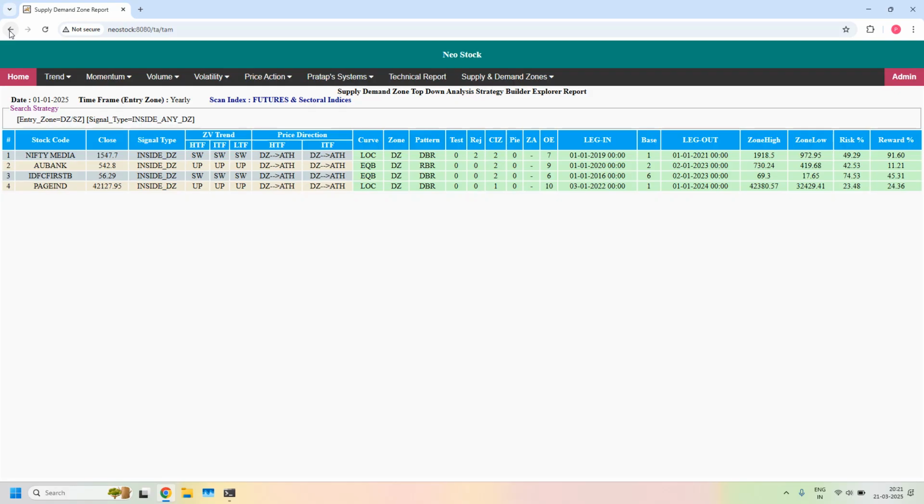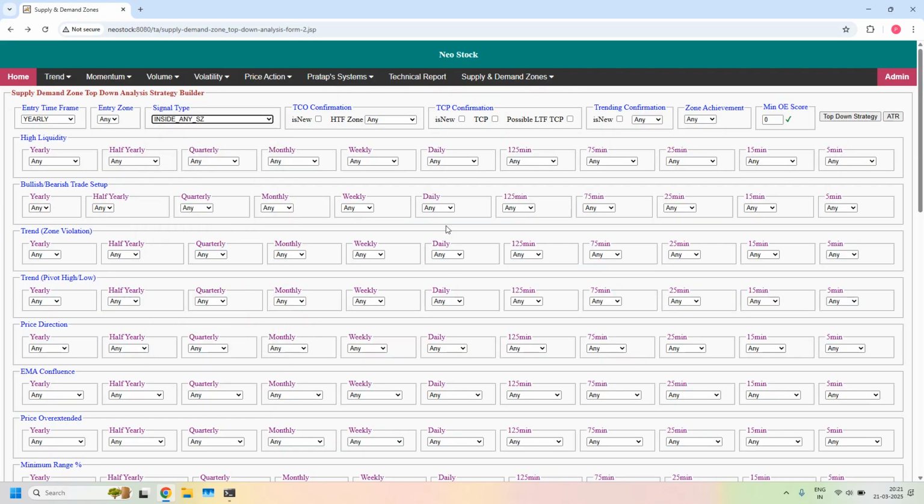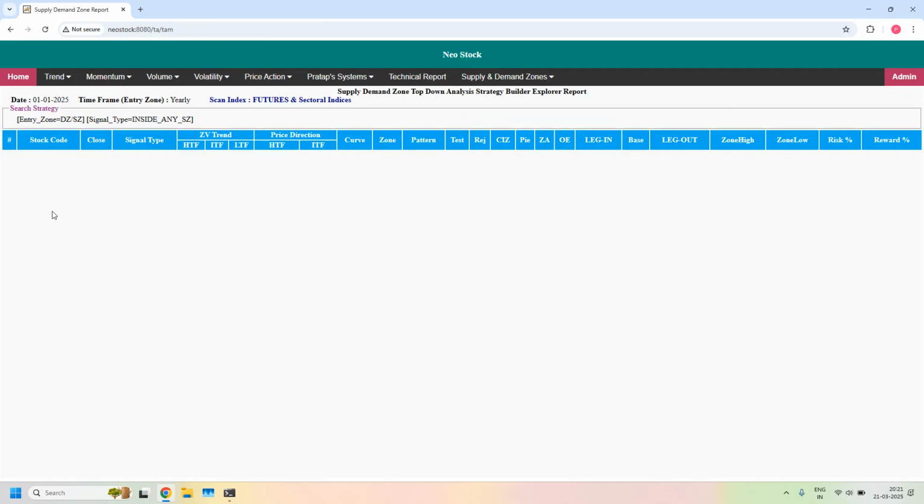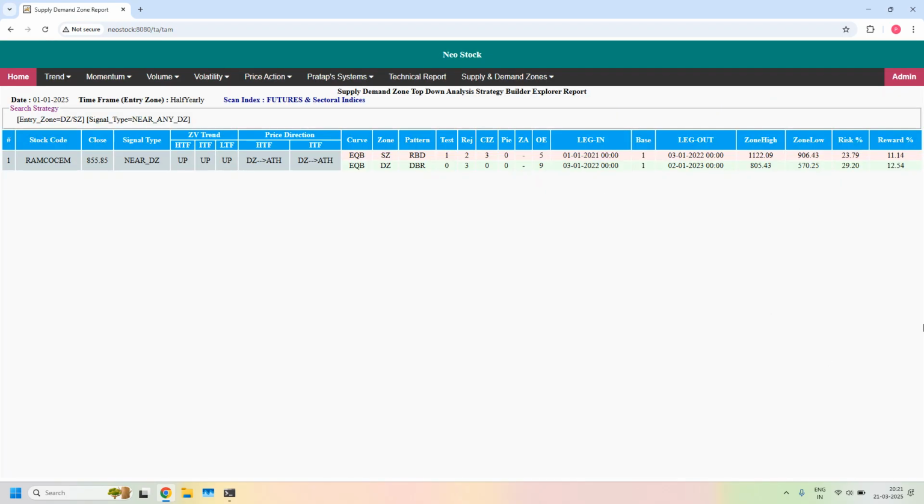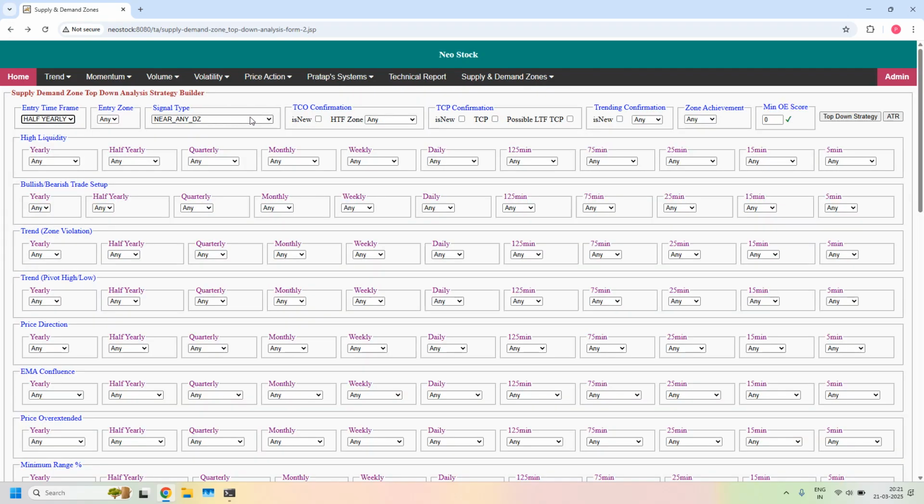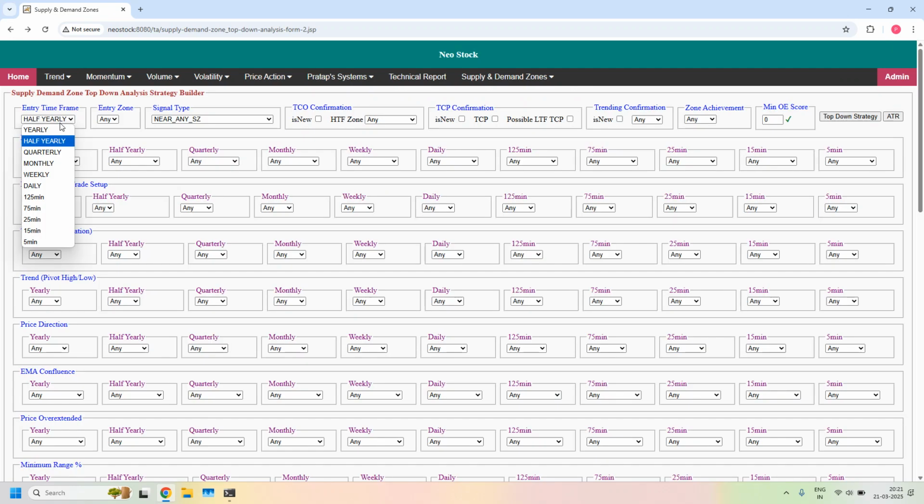Okay, next. Price closed inside the yearly supply zone. No stocks are available. Next time frame is half yearly. Stocks near half yearly demand zone. We got 1 stock. Next, half yearly time frame. Stocks near half yearly supply zone. We don't have any stocks.